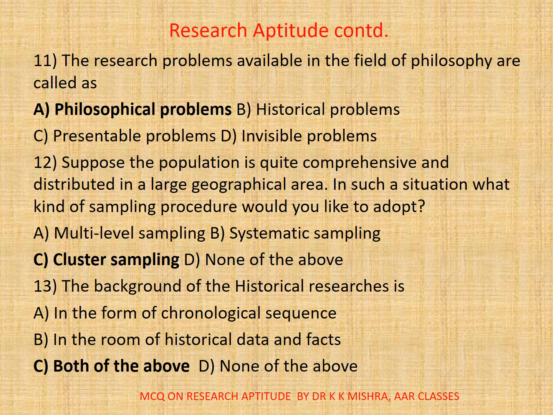12. Suppose the population is quite comprehensive and distributed in a large geographical area. In such a situation, what kind of sampling procedure would you like to adopt? A. Multi-level sampling. B. Systematic sampling. C. Cluster sampling. Or D. None. The correct option is C.